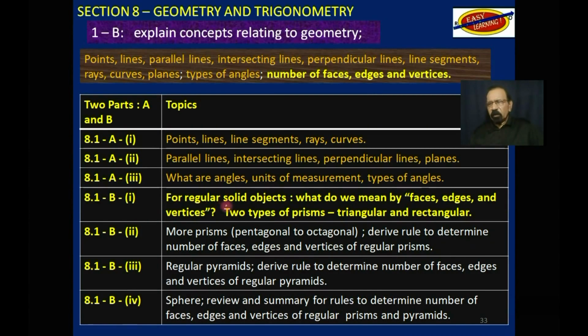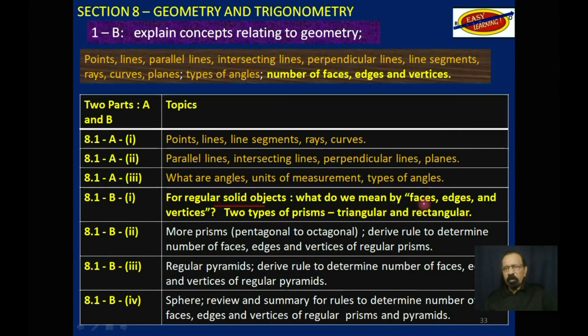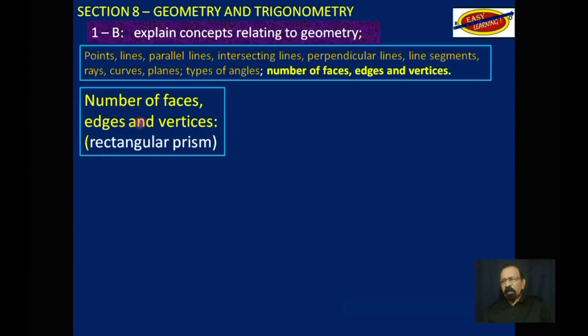So let's begin with, for regular solids, what do we mean by faces, edges, and vertices? And we will be looking at 2 of those solids. They are prisms, triangular prisms and rectangular prisms. And then after that, we will go on to the next section. But remember, all of these are done in this one video. So let's talk about faces, edges, and vertices.